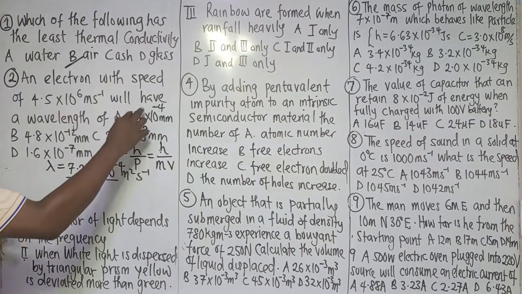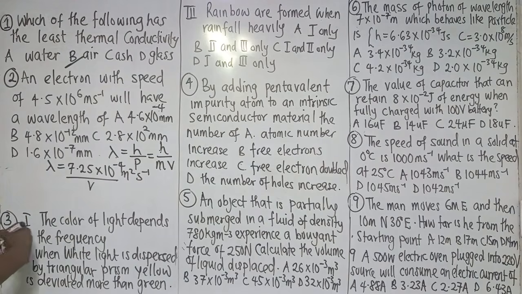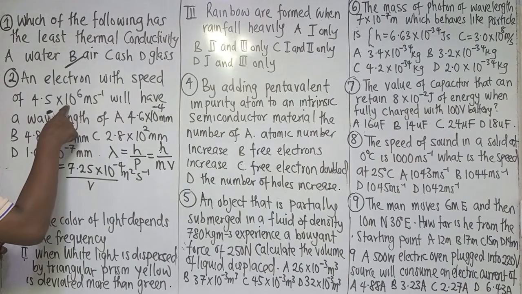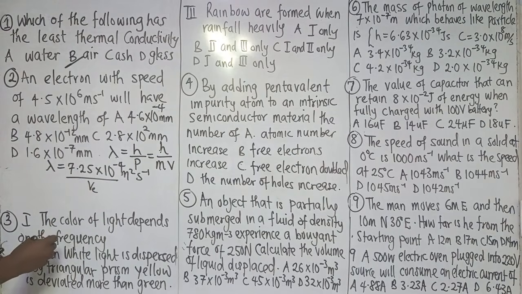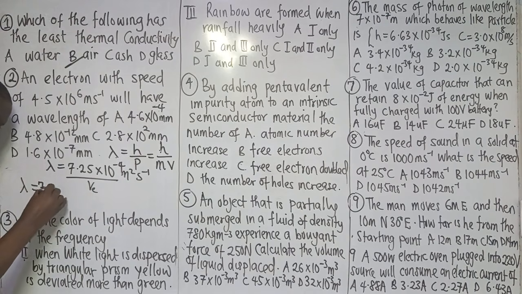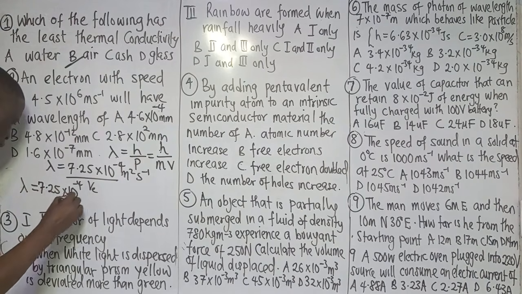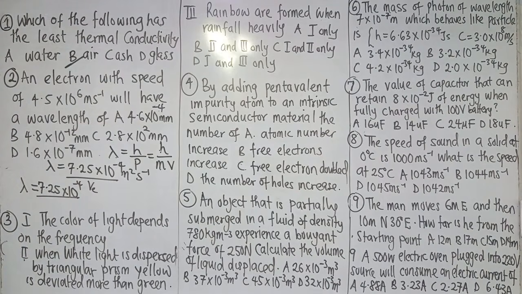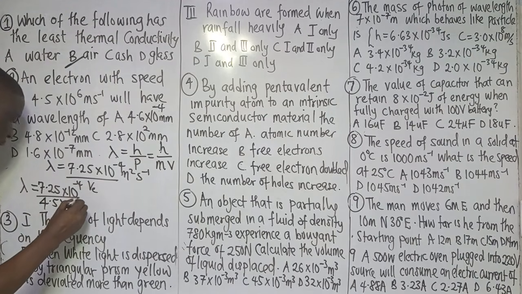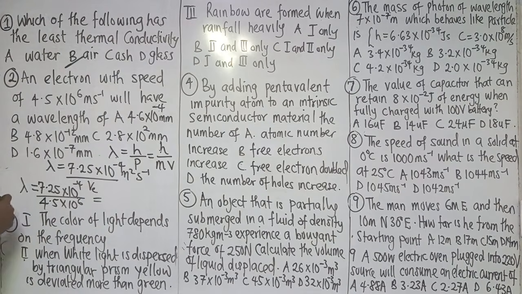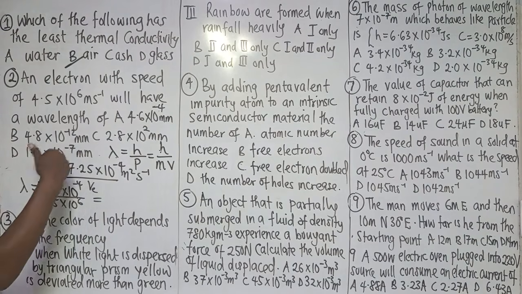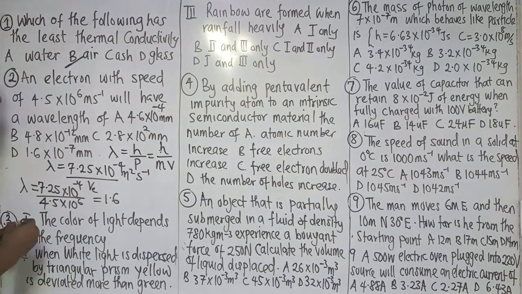Now, let's see. We have a wavelength of dash. We are going to substitute the velocity given to us for the electron. What we are going to have now is that lambda equals 7.25 times 10 to the minus 4 divided by the velocity of the electron, 4.5 times 10 to the power 6. And that will give us 7.2 divided by 4.5. The closest of them all is 1.6. I can take 1.6.